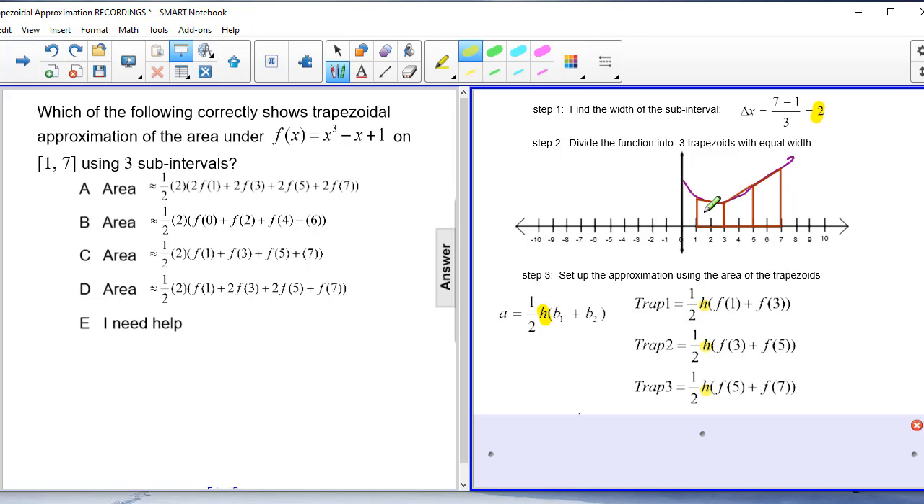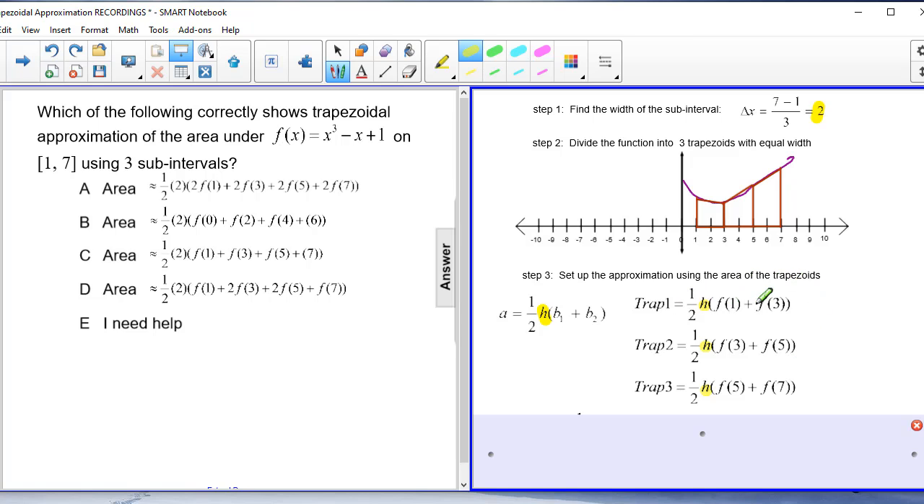The second trapezoid, again, is 1/2 times the height, and the distance from the x-axis to the curve at x equals 3 is going to be f of 3. And B2 in this case is the distance from the x-axis to the curve, so that's going to be f of 5. For trapezoid number 3, the area is still 1/2 times the height times the sum of the bases. In this case, the distance from x equals 5 up to the curve is f of 5. And the last leg, the distance from the x-axis to the curve at x equals 7, is going to be f of 7.